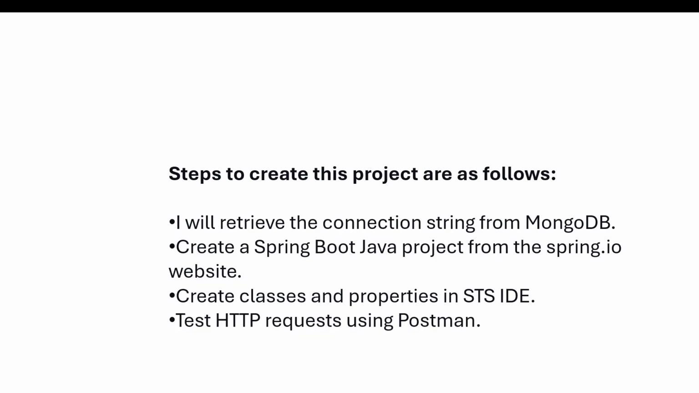These are the steps I will follow to create this project. First, I will retrieve the connection string from MongoDB, and then create a Spring Boot Java project from the spring.io website to start with. Thirdly, I will create classes and properties in STS IDE. And last, I will test the HTTP request using Postman.